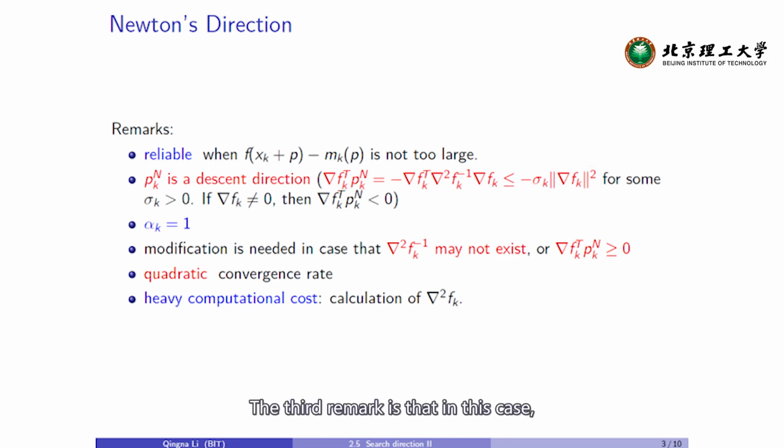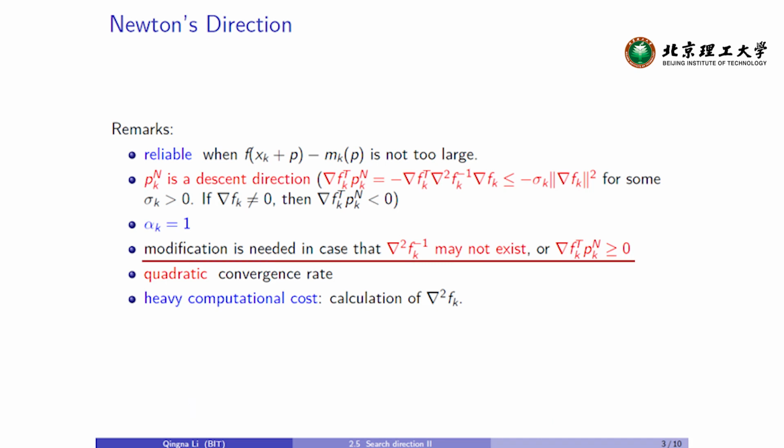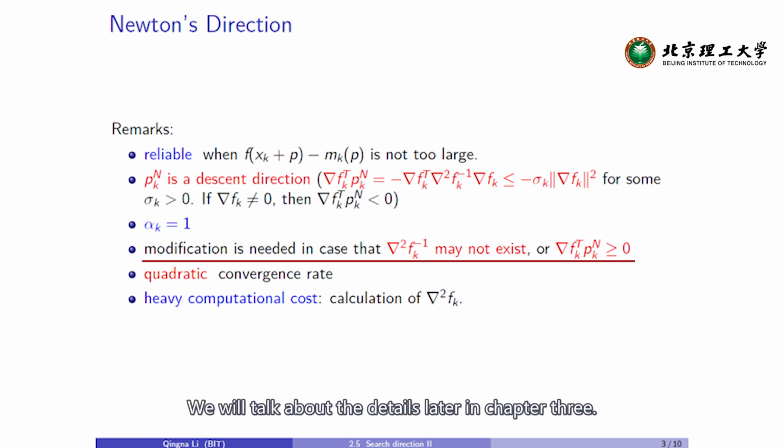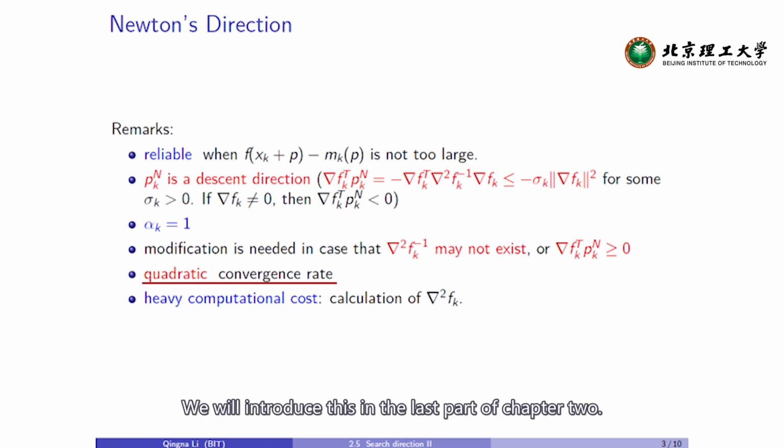The third remark is that in this case, we actually take the step length to be the unit step length. We can also modify it to not use the unit step length, meaning that we can add a line search strategy. We will talk about the details later in Chapter 3. Now, we can show that quadratic convergence actually holds. So what is quadratic convergence? We will introduce this in the last part of Chapter 2.